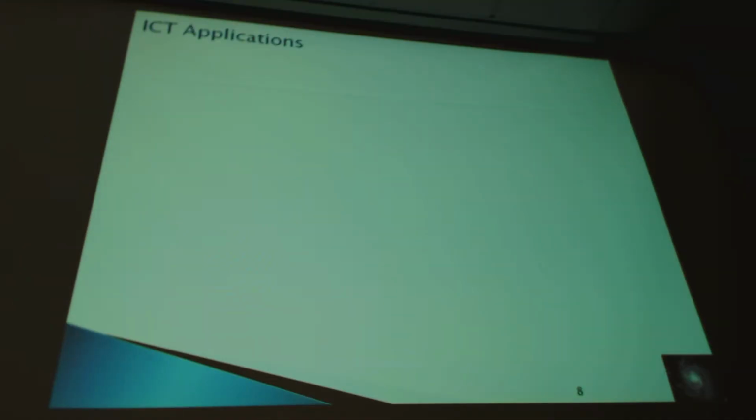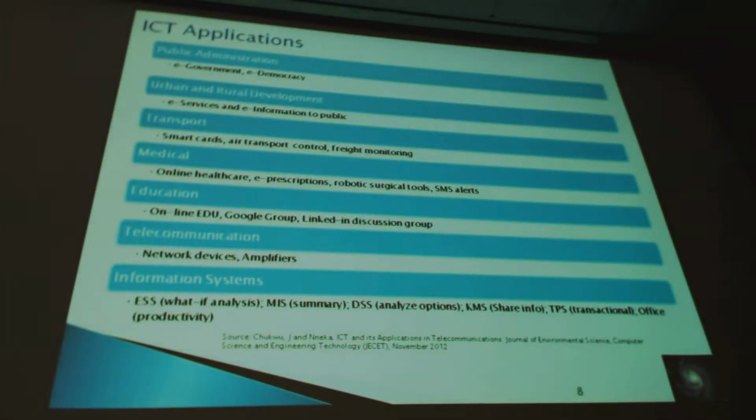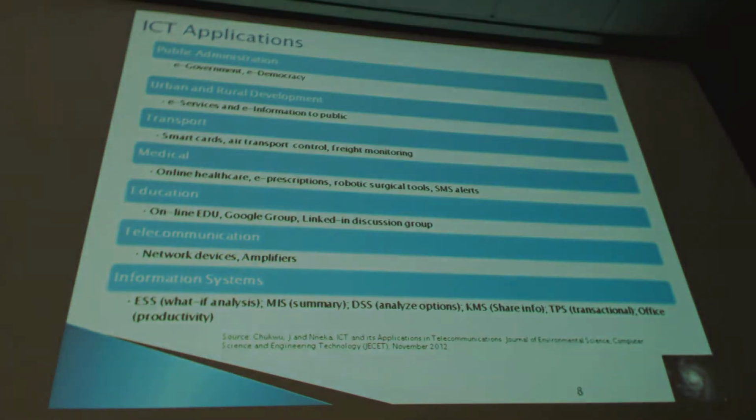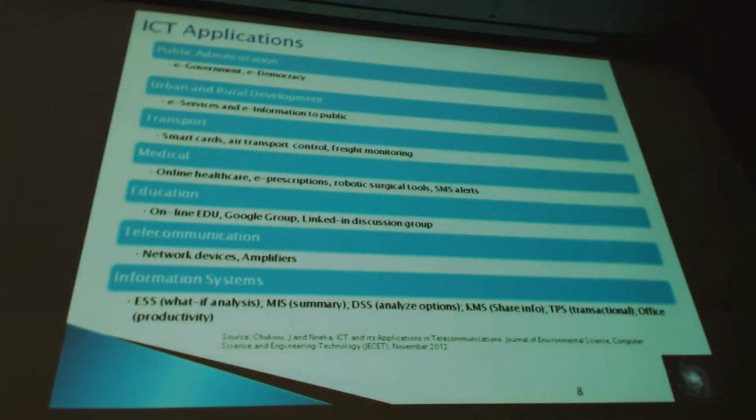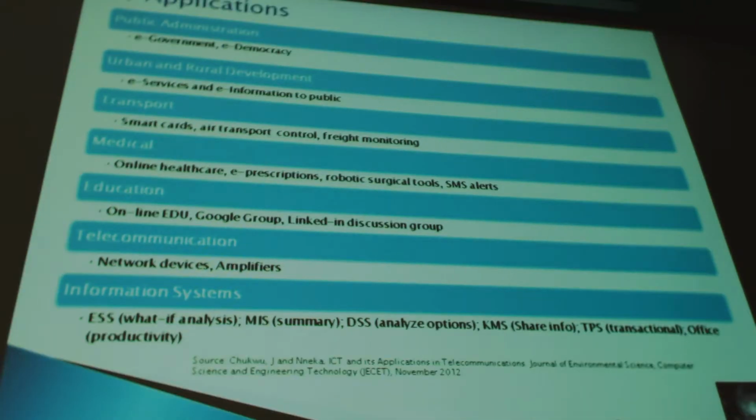So these are some of the ICT applications broken down by application segments. First is public administration, where we have e-government and e-democracy, where the government can interact with people via internet kiosks, where there is universal access of information for the public. There's e-democracy, like e-vote, online voting. For urban and rural development, like e-services and e-information to the public. Transport, for smart cars, where we use sleeper cars for AC Transit, for Caltrains. Then air transport control, freight monitoring.